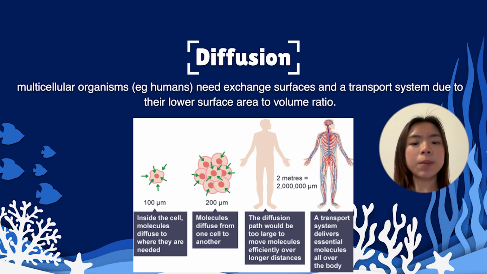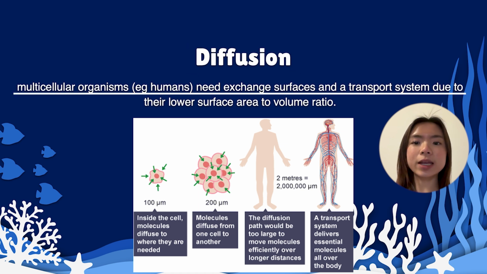So last video we were talking about diffusion and factors affecting the rate of diffusion, and that was for, in general, simple cells or single-celled organisms. Now we're going to be talking about stepping it up, leveling it up, and talking about diffusion in multicellular organisms. So an example of a multicellular organism would be humans.